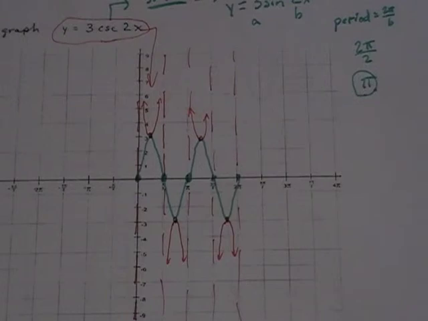Same thing is true for secant and cosine. If you can draw the cosine graph, the secant graph is just going to be parabola-looking things that come off of each peak and valley.